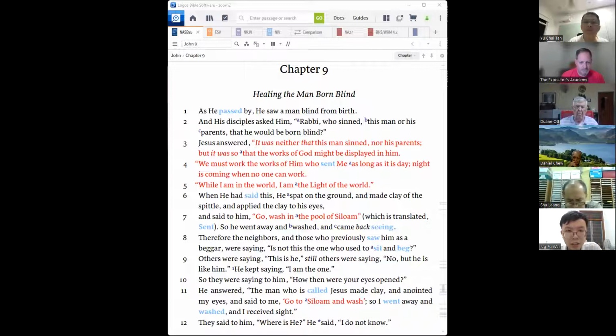Jesus answered, "It was neither that this man sinned nor his parents, but it was so that the works of God might be displayed in him. He must work the works of him who sent me as long as it is day. Night is coming when no one can work. While I am in the world, I am the light of the world."